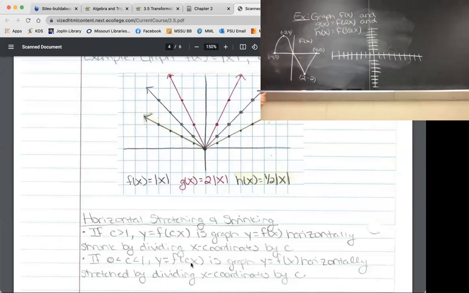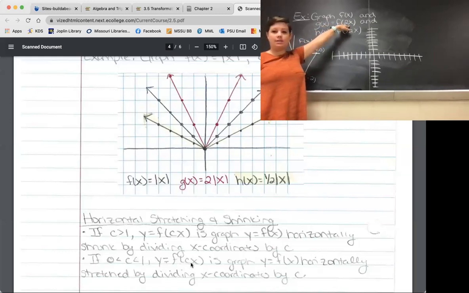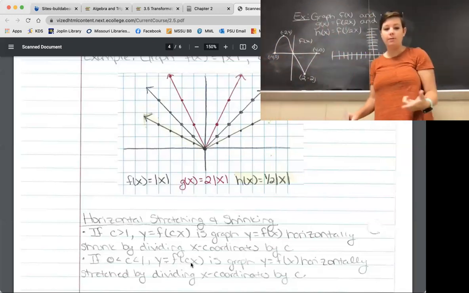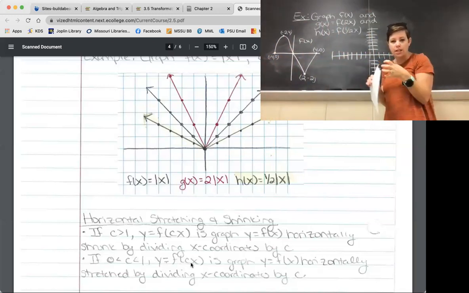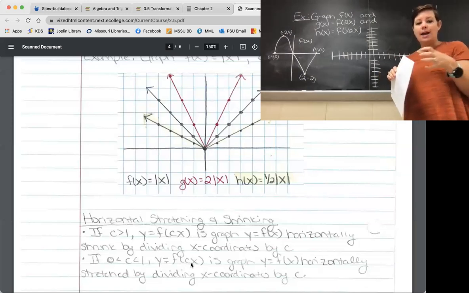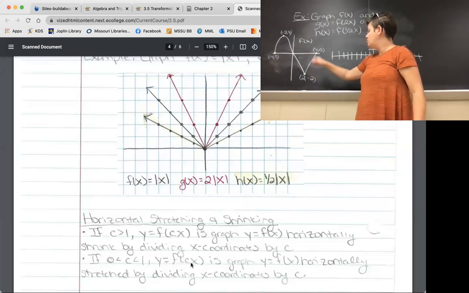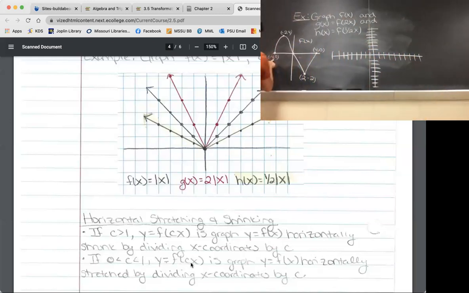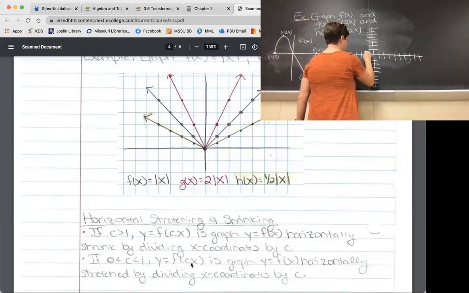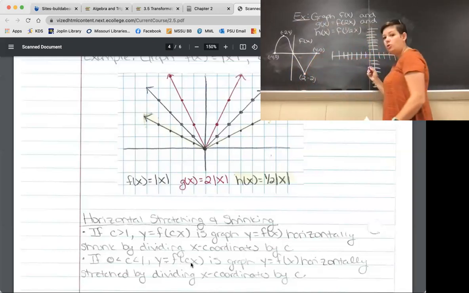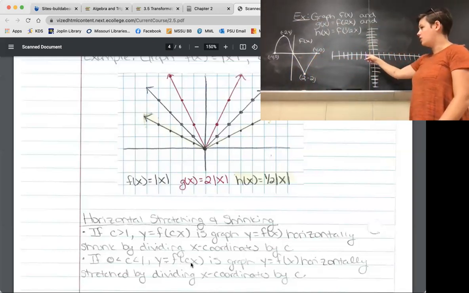Now I need to find my g of x, which is f of 2x. So that's my c. My c is 2. If my c is 2, then what I'm doing is I'm dividing. I'm shrinking horizontally my x coordinates by dividing them by c. So I'm going to look at my first point. It was negative 4, 0. So if I'm dividing my x values by 2, then I'm going to have negative 2, 0. Notice my y didn't change, just my x changed.